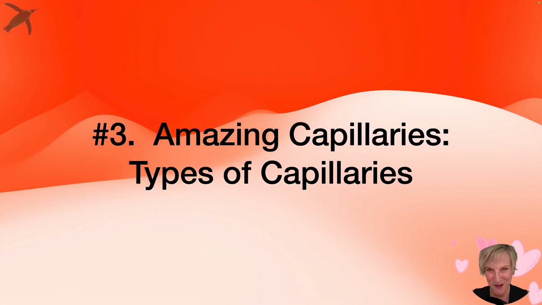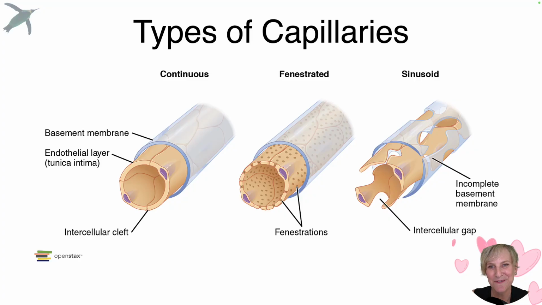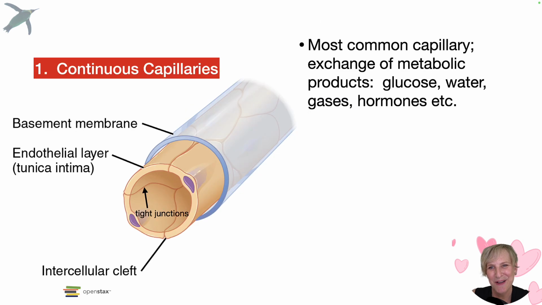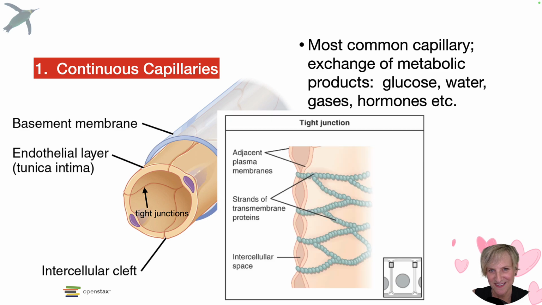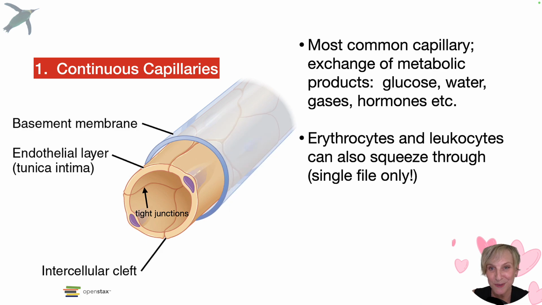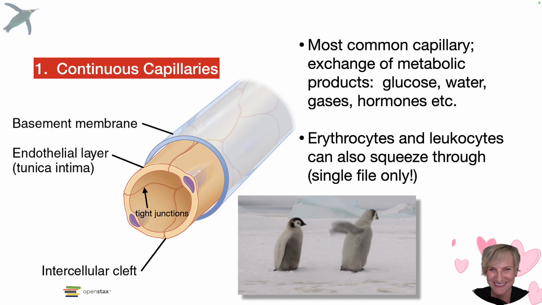What kinds of on and off ramps do we have? Okay, we have 3 different types of capillaries. We have the first type, these are the most common. We call them continuous capillaries. They have tight junctions between the cells that make them slightly leaky, so small things can squeeze through them. Actually, even blood cells can squeeze through between the cells. They just have to go in single file. That must be so cute.